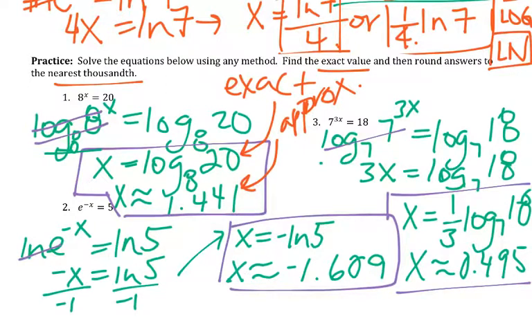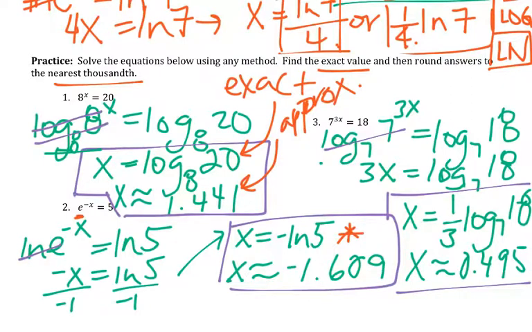In number 2, you take the natural log of both sides because we have an e. You get negative x equals the natural log of 5, divide both sides by negative 1, or multiply both sides by negative 1, and you get negative natural log of 5. Plug that into your calculator, you get negative 1.609. So exact answer and approximate answer.